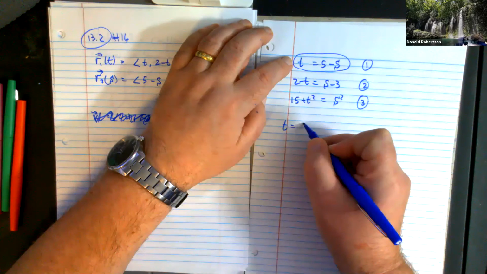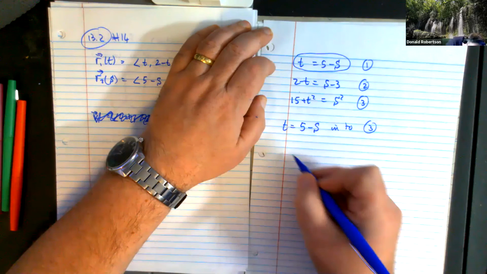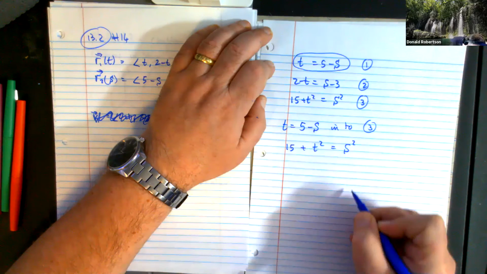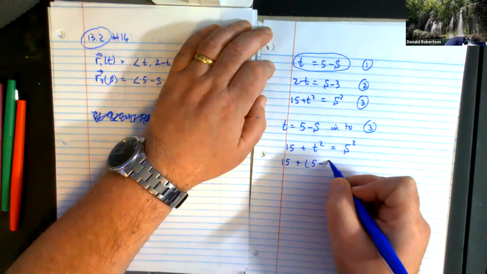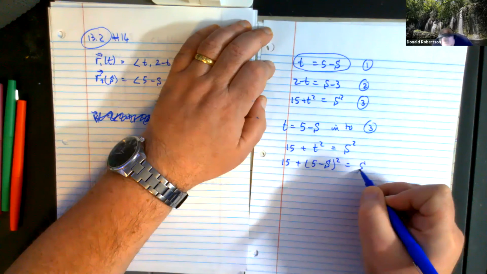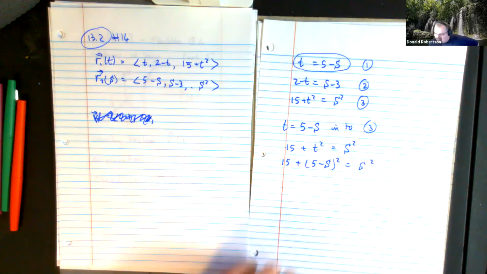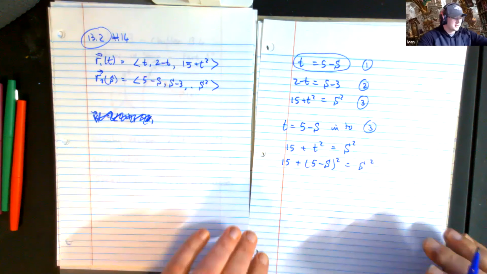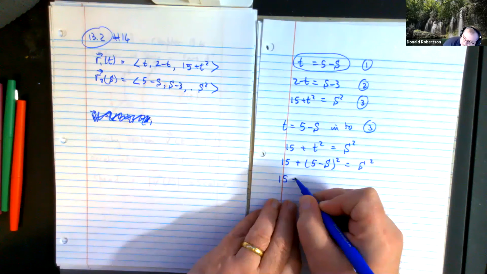So instead of 15 plus t squared equals s squared, I'm now going to have 15 plus (5 take away s) squared equals s squared. Do you notice I have to make my s's look not like 5s? So if you're wondering why my s's look funny, it's so they don't look like 5s. I have to make my z's not look like 2s. Yeah, I put strokes through my z's to do that as well. Yeah, it's quite common.